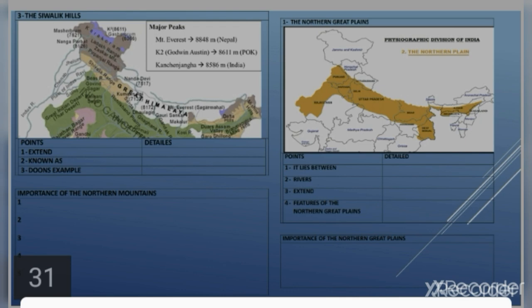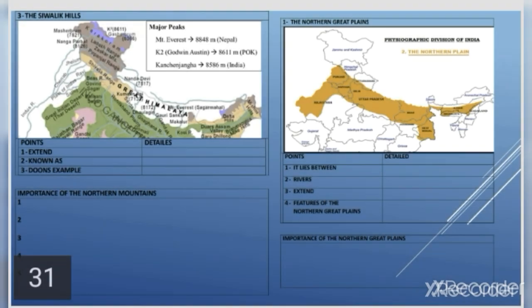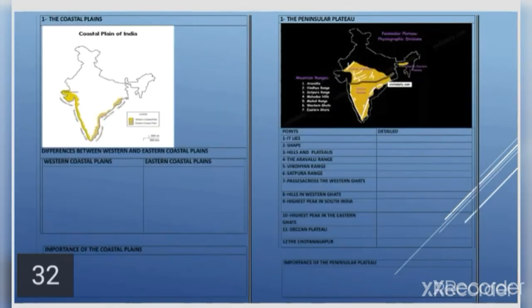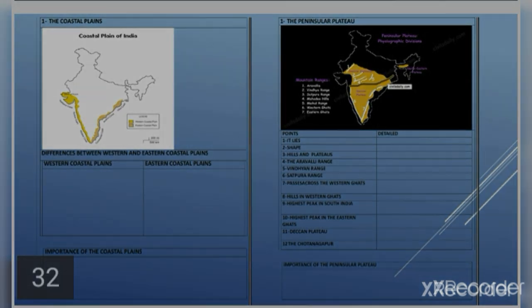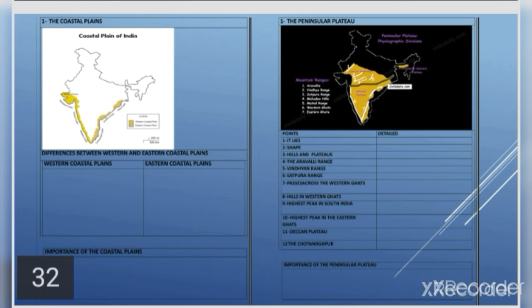And then the Northern Great Plains, it lies between dash, and then important rivers of the Northern Great Plains, and it extends from dash, and then features of the Northern Great Plains. After that, you have to write down the importance of the Northern Great Plains. Next question, for the coastal plains, you have to write down the western coastal plains and eastern coastal plains, and the differences between them.